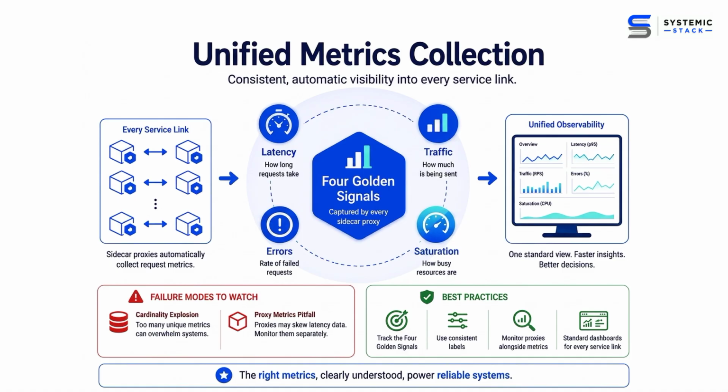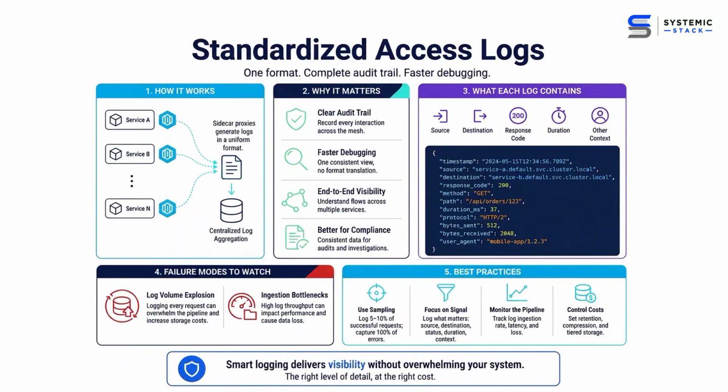A major failure mode here, however, is metric cardinality explosion. If you're not careful about how you label and store this data, the sheer volume of metrics from hundreds of proxies can overwhelm your monitoring system and lead to massive storage costs. You've got to find the right balance between granular detail and operational overhead. When you can talk about the importance of having a standardized dashboard for every service link, you're showing that you understand how observability is the key to maintaining complex distributed systems over the long haul.